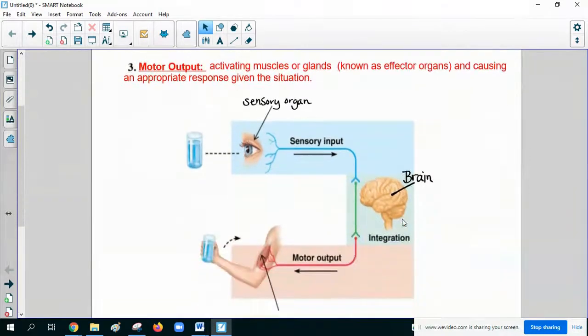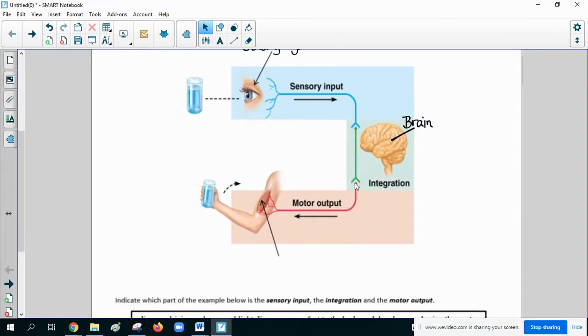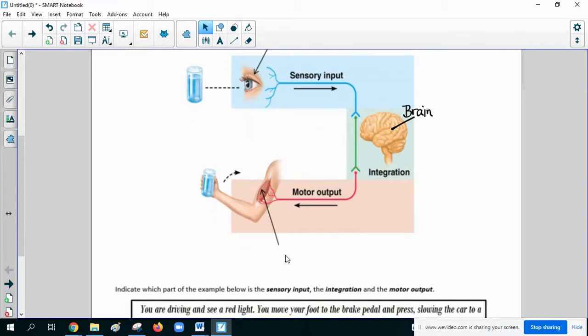So let's go back to our glass of water. Sensory input, we see the glass of water. That message travels to our brain. Our brain says, hey, I know what that is. It's a glass of water. And I'm thirsty, so I should probably drink that glass of water. Then the brain sends a command message called motor output to your skeletal muscle here, your biceps brachii, which is part of the solution. I want to pick up the glass of water and drink it.